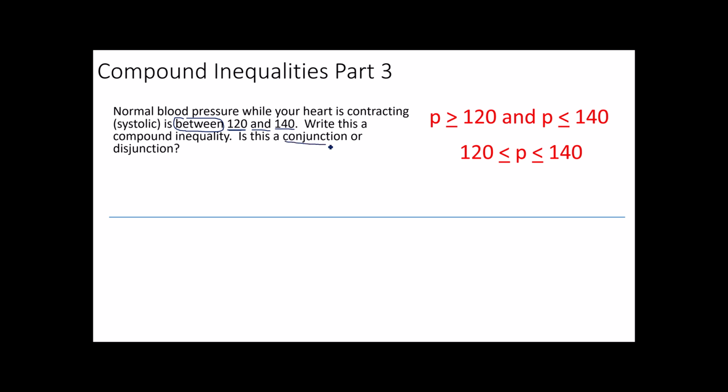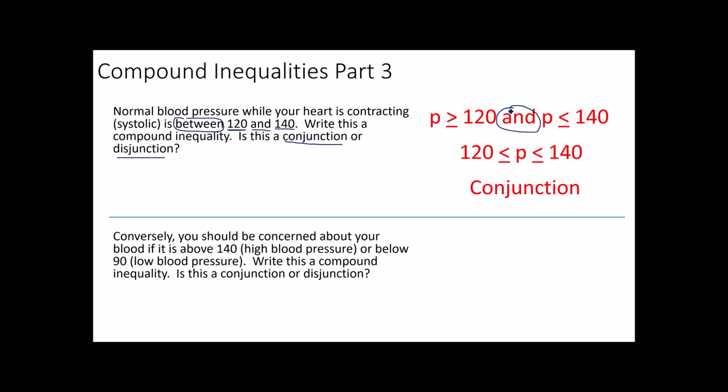Is this a conjunction or a disjunction? Since it has to meet both conditions, we would use the word and. This would be considered a conjunction. The opposite of this can actually be written as a compound inequality as well. You should be concerned about your blood pressure if it is above 140. We call that high blood pressure. Or if it's below 90, which is low blood pressure. We could list this as a compound inequality as well.